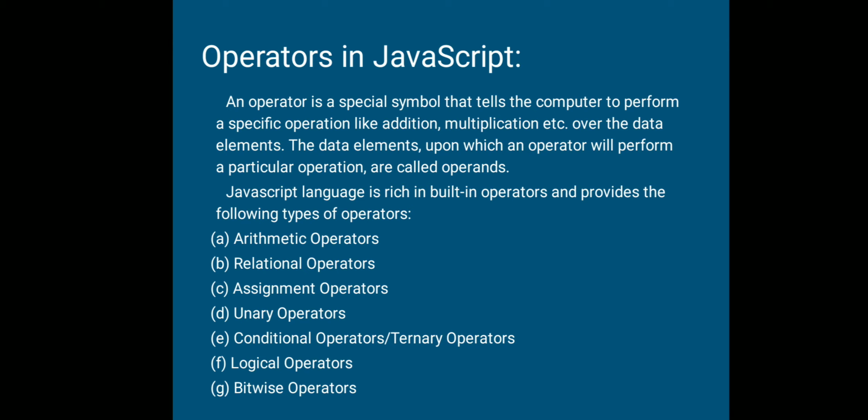Now let us come to operators in JavaScript. All of you know what an operator is. An operator is a special symbol which, when applied on operands, produces a result. We have many types of operators available in JavaScript. They are arithmetic operators, relational operators, assignment operators, unary operators, conditional operators, logical operators, and bitwise operators.